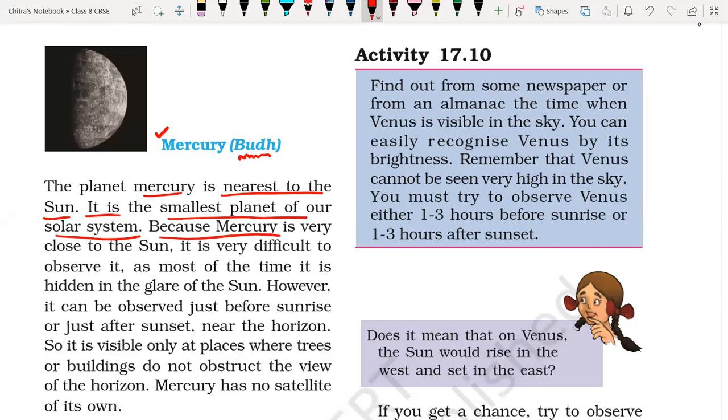Because Mercury is very close to the sun, it is very difficult to observe, as most of the time it is hidden in the glare of the sun.